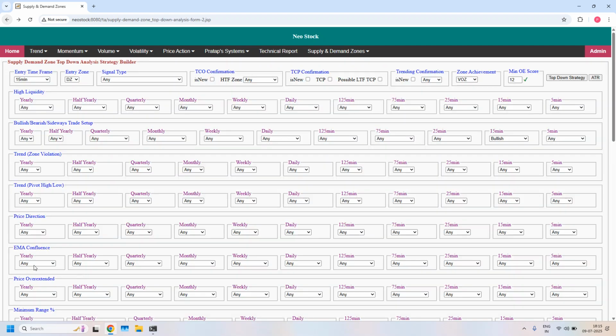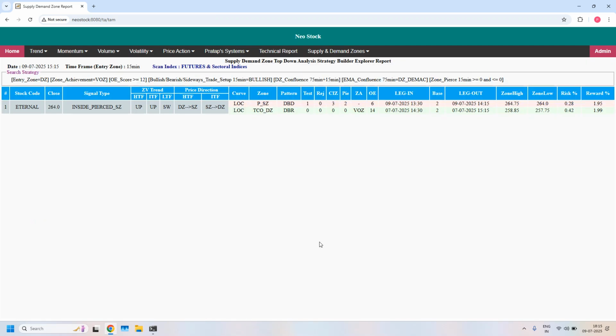So what we do, EMA confluence filter, let us add on the 75 minutes time frame, and I'm checking whether the 75 minutes demand zone is having daily EMA or not. So we got one stock. That way this 15 minutes demand zone might be having more high probability to get success, provided less than 20 checklist items are satisfied. Otherwise higher chances that zone might be violated.